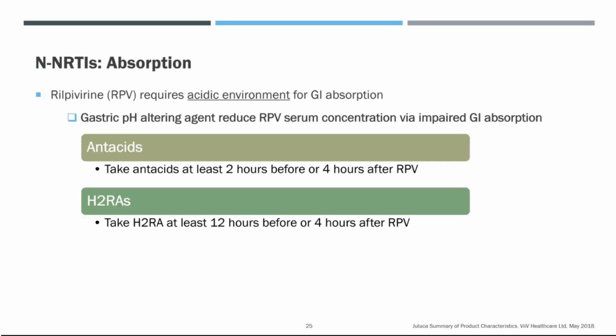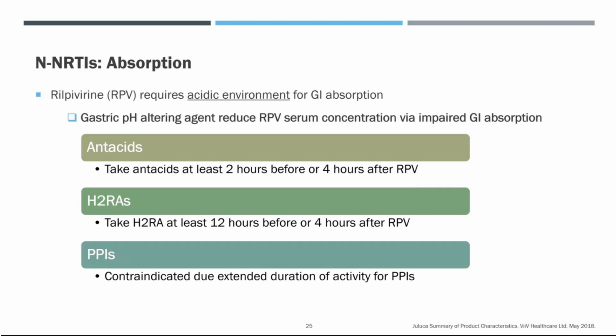So we are going to move on to the non-nucleoside reverse transcriptase inhibitors. It gets a little bit tricky because it really depends on what type of component we are talking about within the NNRTI components. For rilpivirine, which requires an acidic environment, you have to be careful with patients taking gastric pH altering regimens. For patients taking antacids or H2RAs, a common example being famotidine, make sure to space them out appropriately from their rilpivirine.